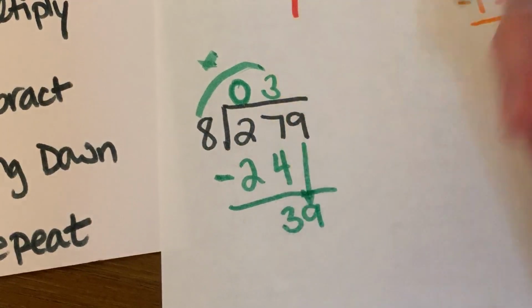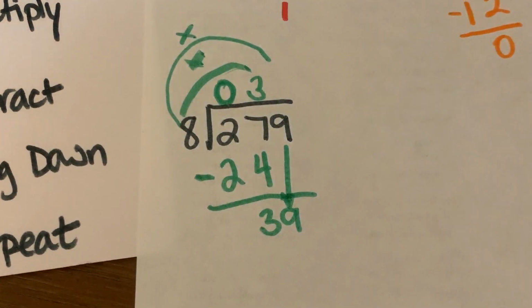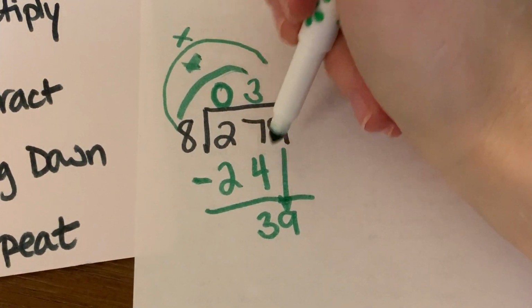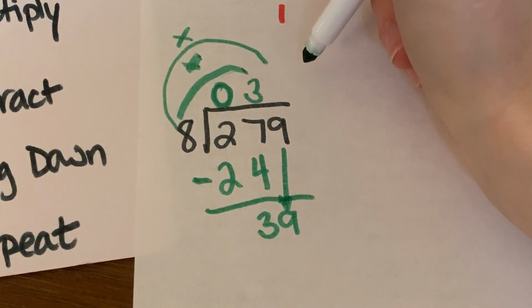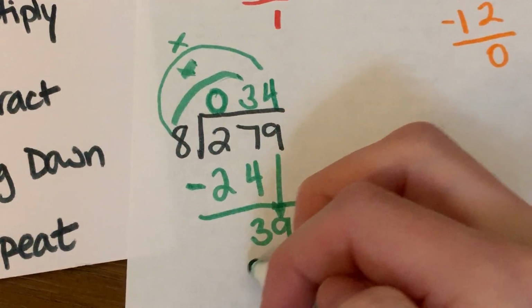All right. Now I need to ask myself, 8 times what gets me 39, or as close to 39 as possible? Same thing, 39 divided by 8. So I know 8 times 3 is 24, but I think I can go bigger. 8 times 4 is 32. 8 times 5 is 40. Okay, too big. So 8 times 4 is 32.